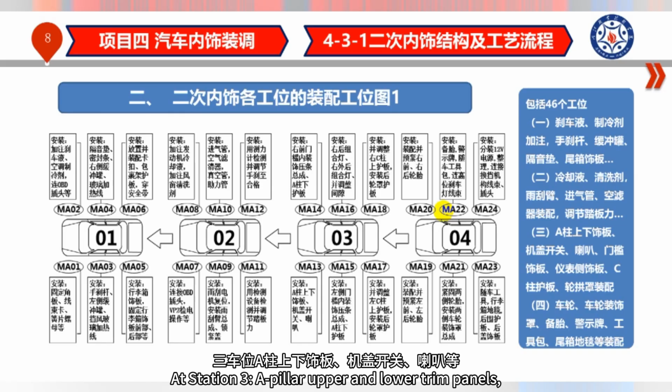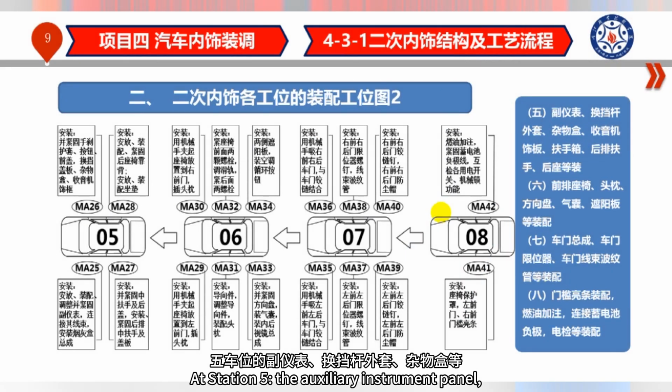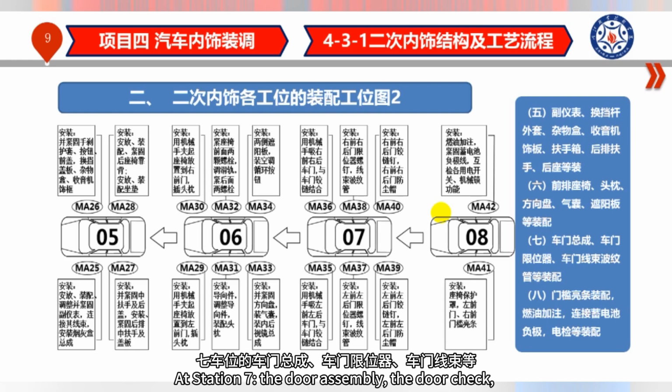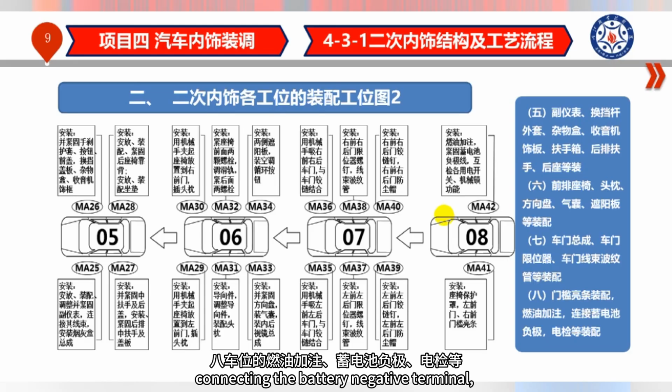At Station 3, A-pillar upper and lower trim panels, the hood switch, the horn, and others. At Station 4, wheels and decorative covers, the spare tire, the trunk carpet, and others. At Station 5, the auxiliary instrument panel, the gear shift knob cover, the storage box, and others. At Station 6, front seats, headrests, the steering wheel, the airbag, and others. At Station 7, the door assembly, the door check, the door wiring harness, and others. At Station 8, fuel filling, connecting the battery negative terminal, electrical inspection, and others.